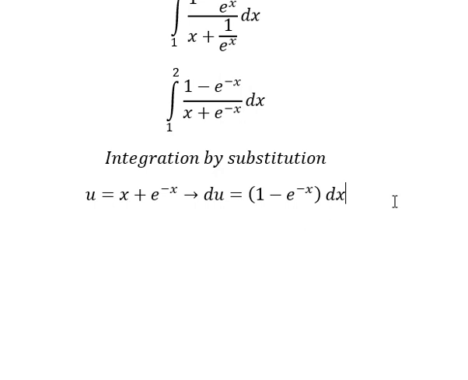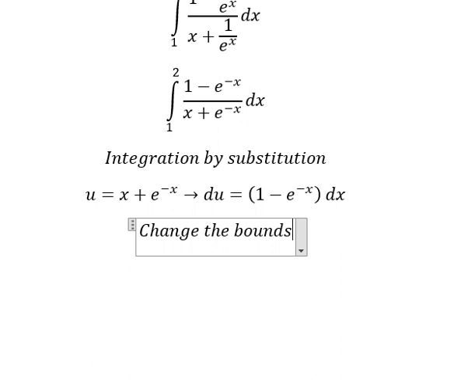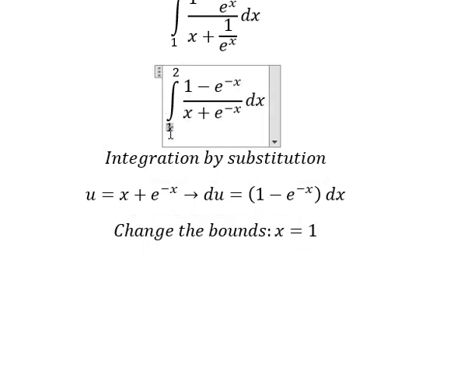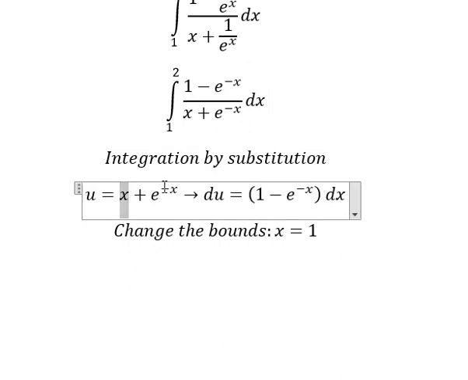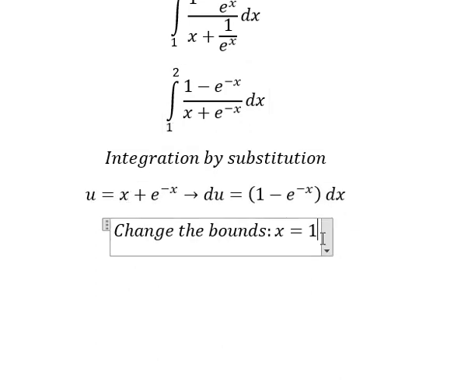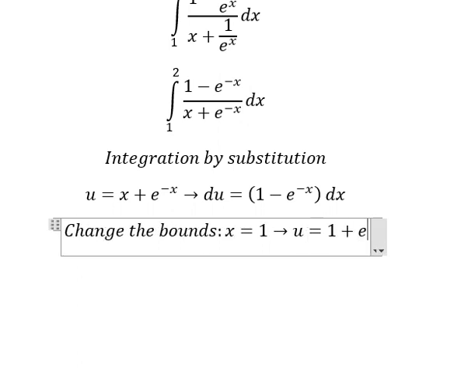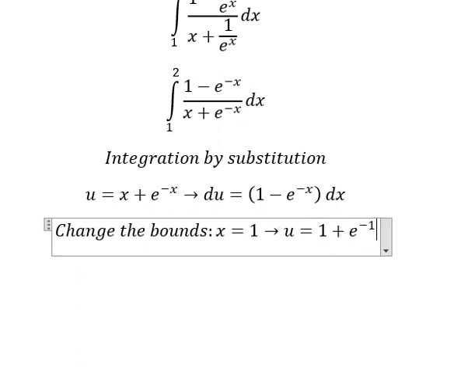Next, we need to change the bounds. When s equals to number 1, we have number 1 from here. So we put number 1 here and here to find the value of u. So u equals to 1 plus e to the power of negative number 1.